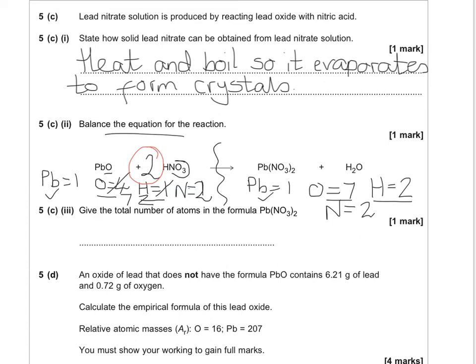Question 5c3. Give the total number of atoms in the formula Pb(NO3)2. Okay, now there are 9 atoms in total in this. You have got 1 here, and then inside here you have got 1 nitrogen and 3 oxygens, which is 4, and that is being timesed by 2. So 4 times 2 equals 8, plus the 1 gives you 9.